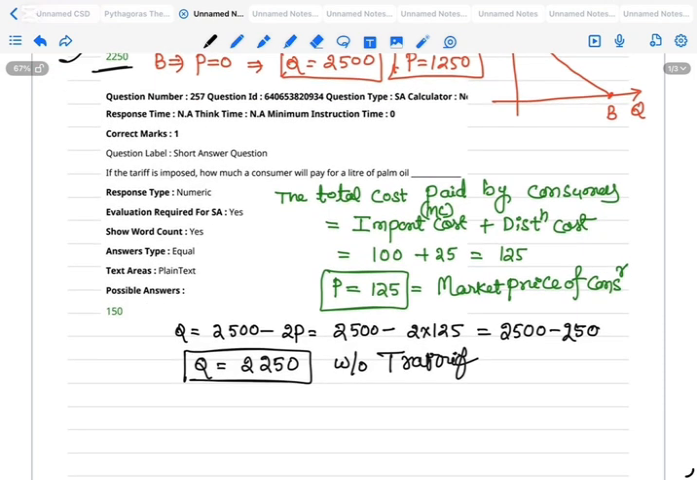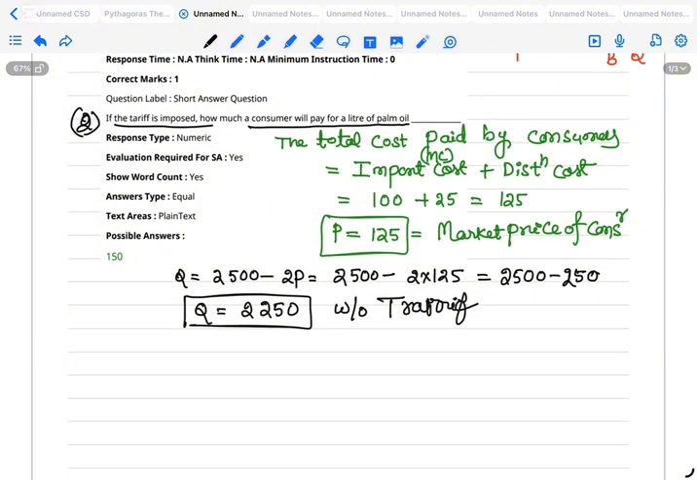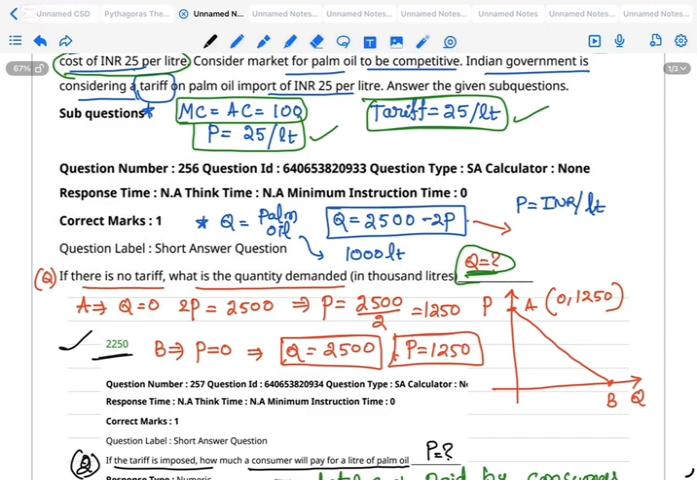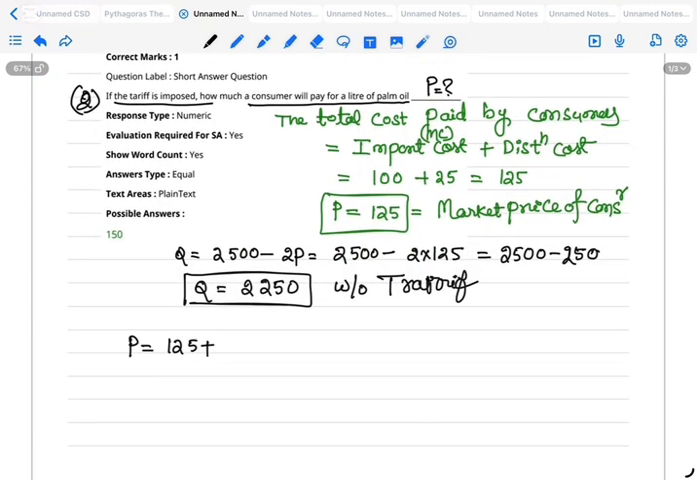For the next question, question number 2: if the tariff is imposed, how much will the consumer pay for a liter of palm oil? They are asking for the price. Without tariff the price is 125, so P equals 125 plus the tariff of 25, that equals 150 rupees. The answer for this question is 150 rupees.